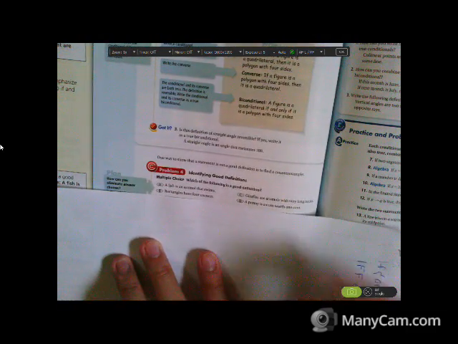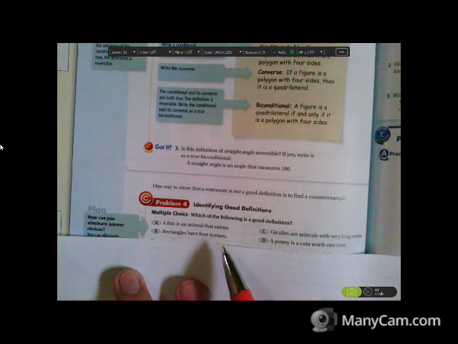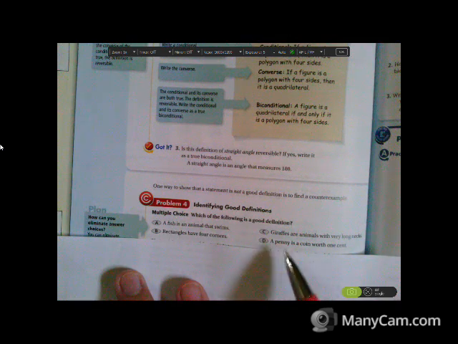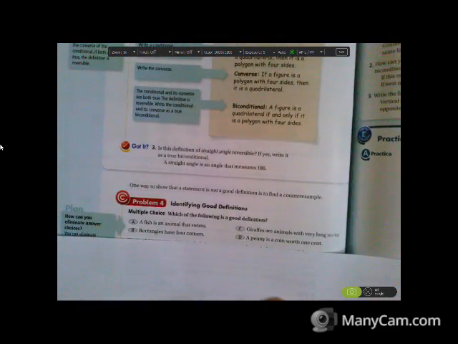Let's look at problem 4. Which of the following is a good definition? A. A fish is an animal that swims. B. Rectangles have 4 corners. C. Giraffes are animals with very long necks. D. A penny is worth 1 cent. So, what's a good definition?